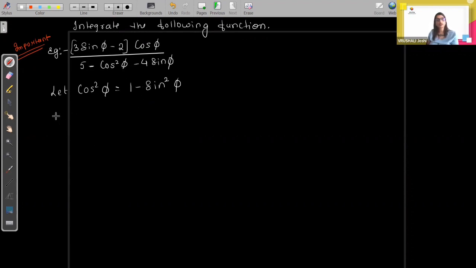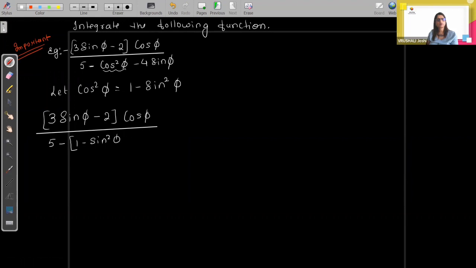Let's rewrite this whole thing again. If you write this again, so this entire thing will become what? It's going to be 3 sine phi minus 2, देखो cos, this will be cos phi, by, we have taken this substitution, correct? So this is going to be 5 minus into bracket 1 minus sine square phi minus 4 sine phi. Getting it? Now you can substitute here.